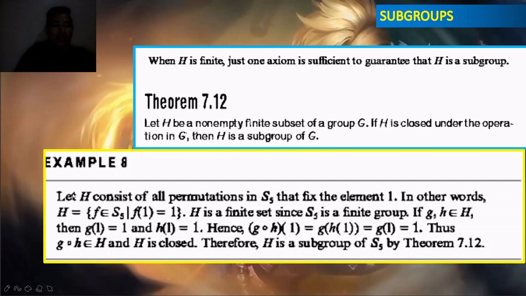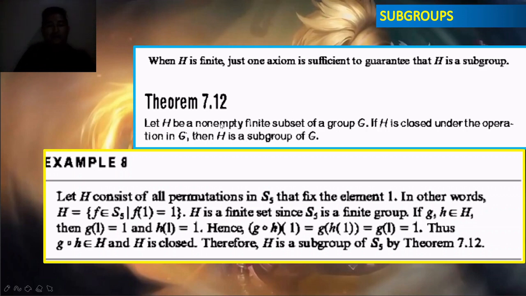So, now, class, let H consist of all permutations in S5 that fix the element 1. In other words, H is the set of all f elements in S5 such that f of 1 is equal to 1. H is a finite set. Since S5 is also a finite group. Finite man ni S5, di ba? Ang iyang order kay n factorial, so 5 factorial ra na. So, finite siya. Ug finite pod si H, class.